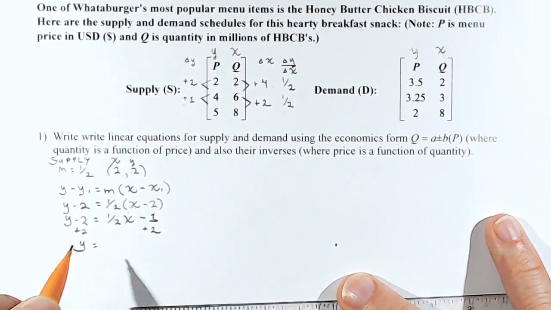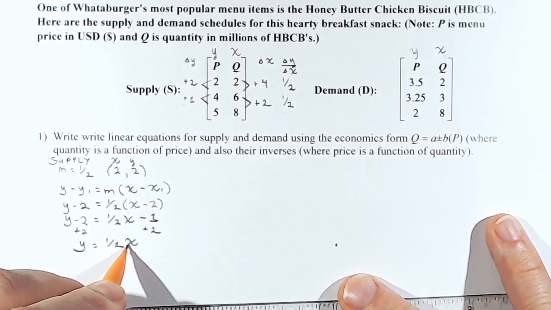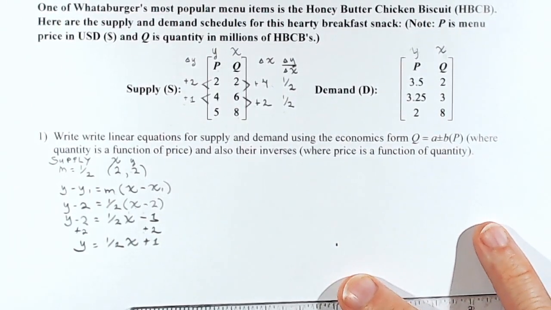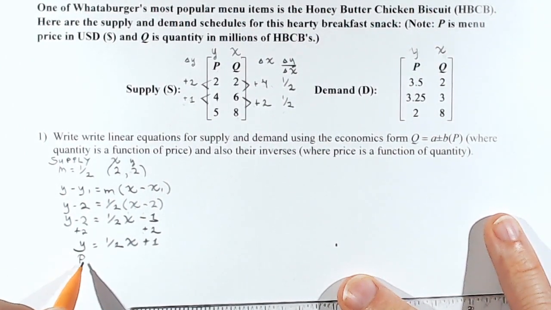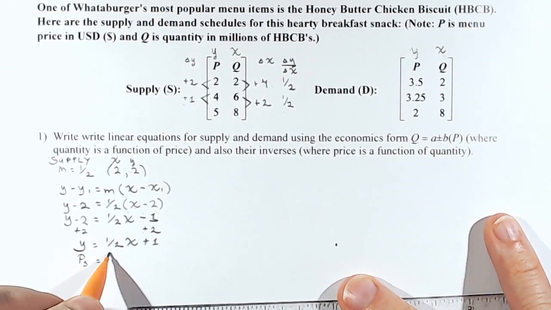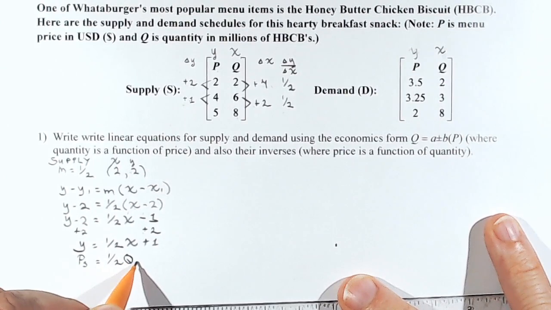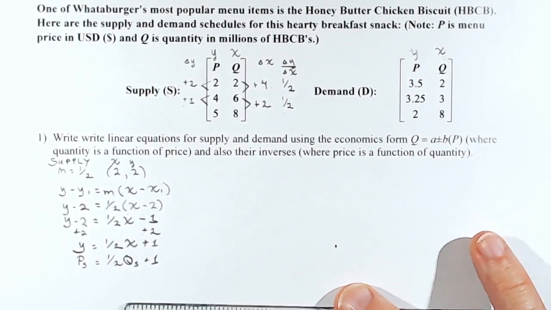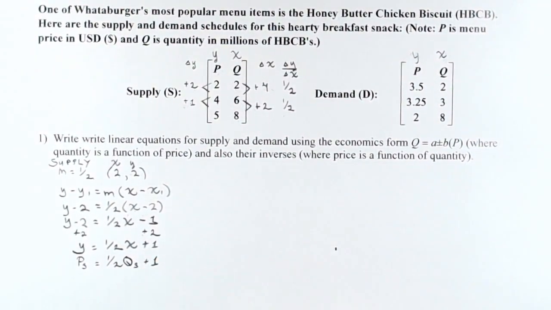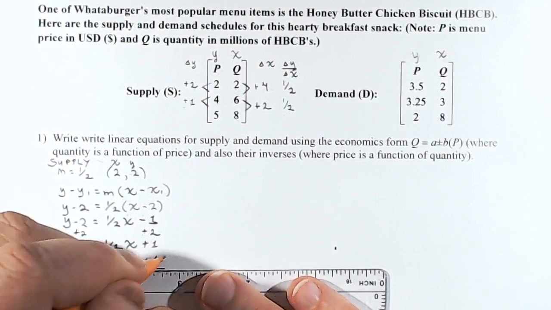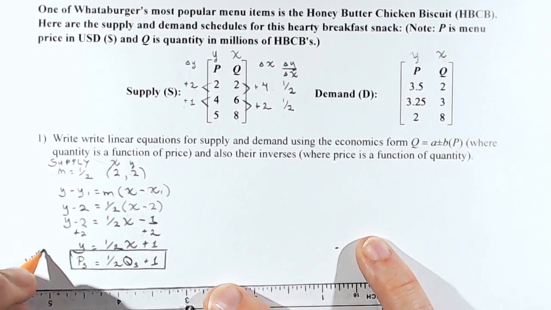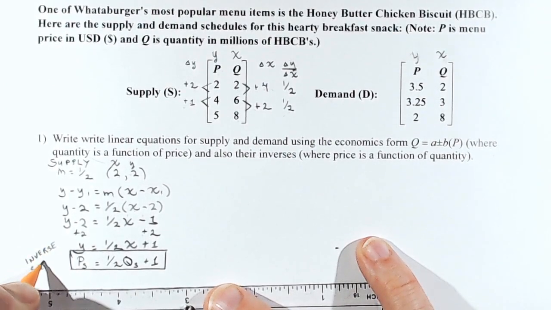And we have y equals 1 half x plus 1, because negative 1 plus 2 is positive 1. Okay, and now we need to substitute in p for y and q for x. So this is going to be price supply equals 1 half q supply, and I'm indicating that with these little subscripts, s, plus 1. This is actually called the inverse supply function. That's what we just found here, okay? Inverse supply function. So we'll label that inverse supply function. We'll need that here in a second.